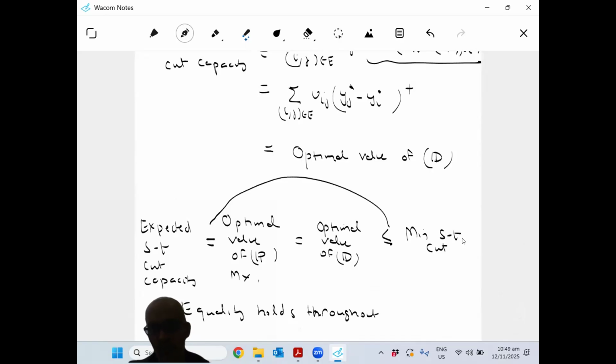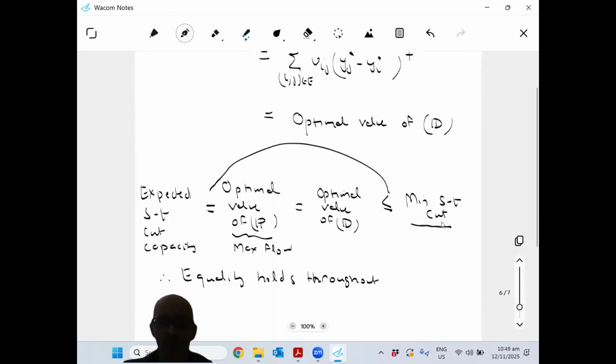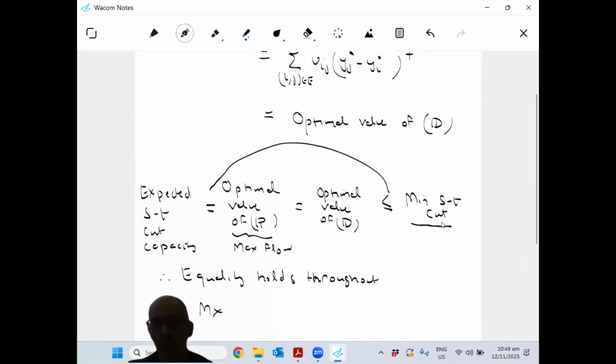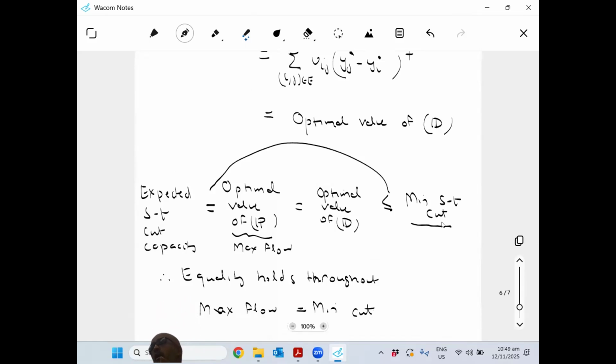And because this is max flow, this is exactly max flow. This is min cut. Equality holds. Max flow is equal to min cut. Okay, this is one of the most important duality results in network flows. Okay, it's basically LP duality but concretized to the network setting.